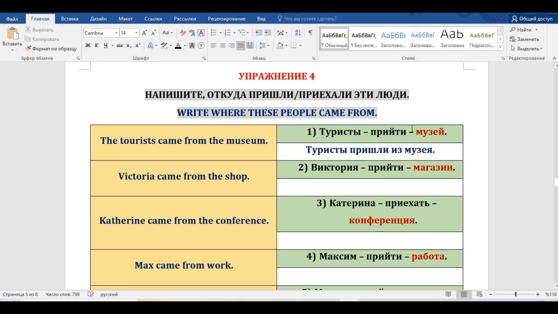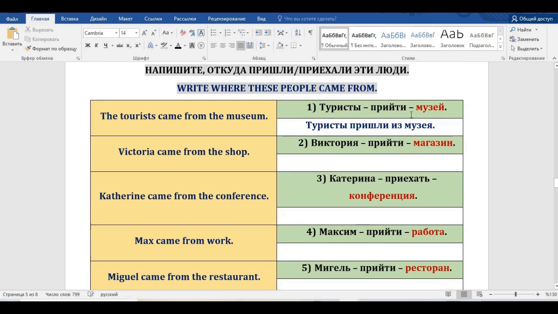Туристы, прийти, музей. So we've got 3 words. Subject, the verb infinitive, and музей, object, a place where they came from. We should put them in the past simple, and we should put the red words in the genitive case. Что у нас получается? Туристы пришли из музея. Why из? Because it's a physical place.